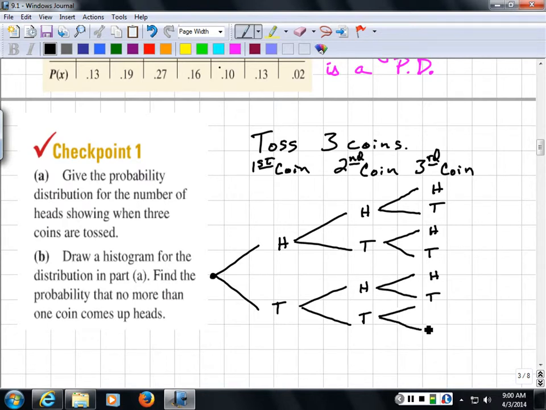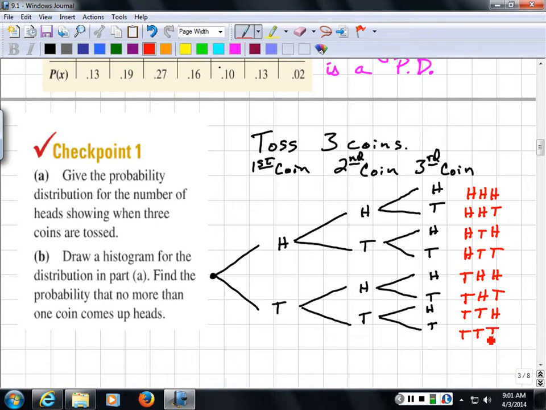Now that I've done this, I can go ahead and write down all the possible combinations. This is going to be head, head, head, head, head, tail. So you're only tossing each one? Yeah, that's it. Head, tail, head. Head, tail, tail. Tail, head, head. Tail, head, tail. Tail, tail, head. And then tail, tail, tail.